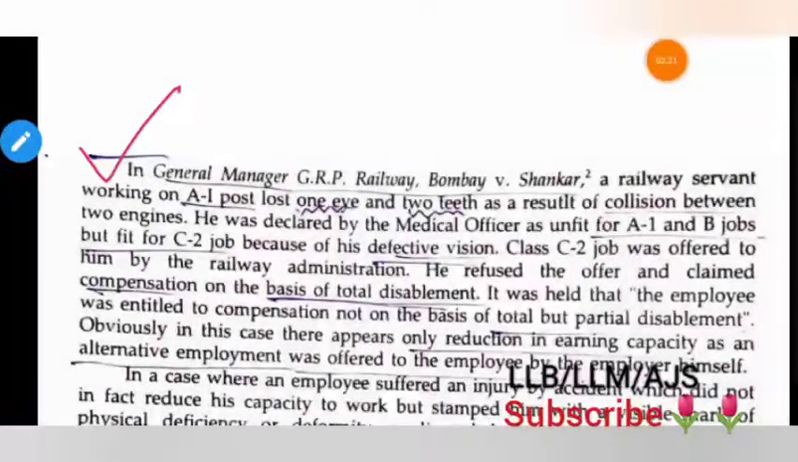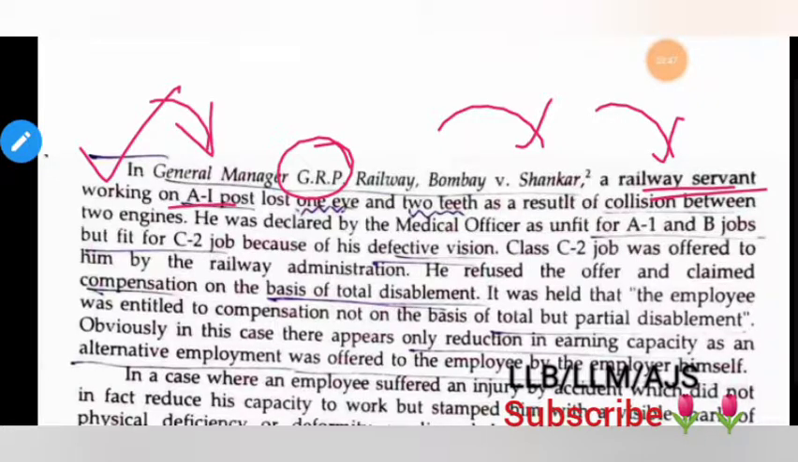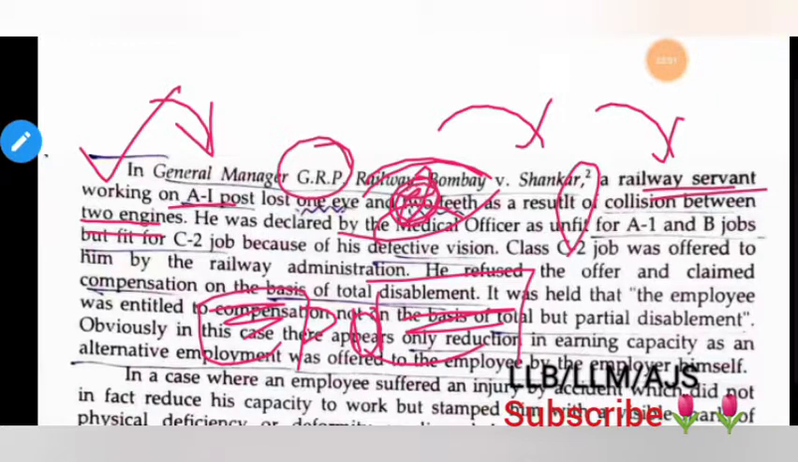Then comes another case, General Manager GRP Railway Bombay versus Shankar. So he was the General Manager of GRP Railway Bombay, versus Shankar, a railway servant working on A1 post. He lost 1 eye and 2 teeth as a result of collision between 2 engines. And he was a railway servant working on A1 post.